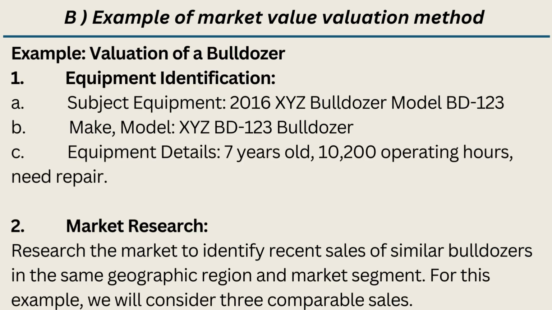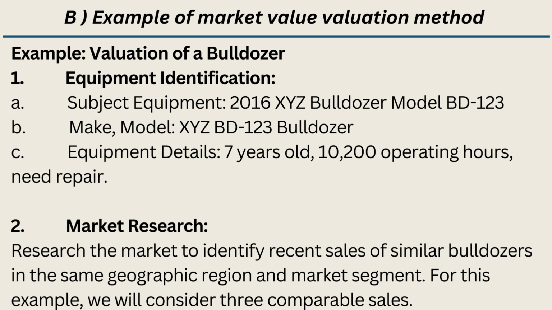Example: valuation of a bulldozer. 1. Equipment identification. A. Subject equipment, 2016 XYZ Bulldozer Model BD-123. B. Make, model, XYZ BD-123 Bulldozer. C. Equipment details, 7 years old, 10,200 operating hours, need repair.